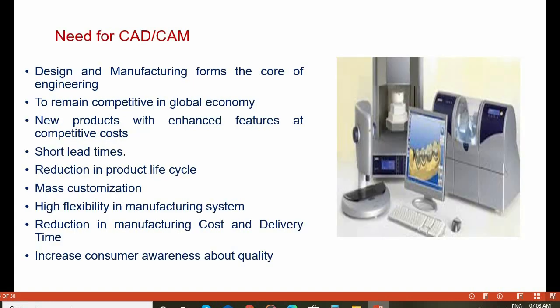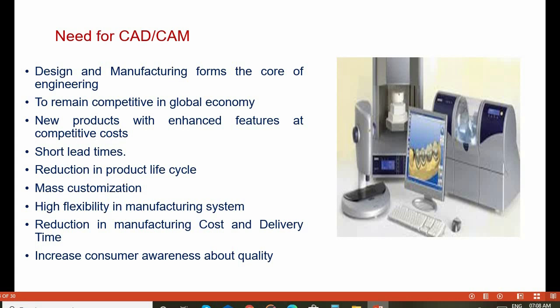What is the need of CAD/CAM? Design and manufacturing form the core of engineering. So CAD/CAM is the core of design and manufacturing industries. It helps remain competitive in the global economy. New products with enhanced features at competitive cost. New products produced at competitive cost. Short lead times, from raw material to finished products. The manufacturing time is very short by using CAD/CAM technology.